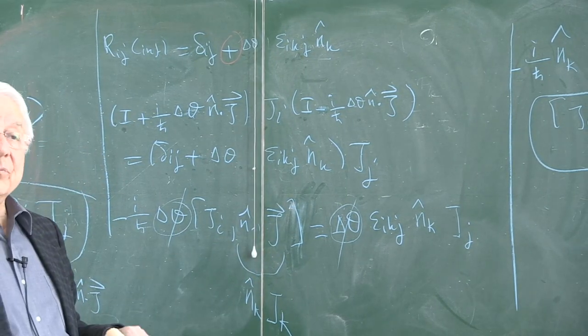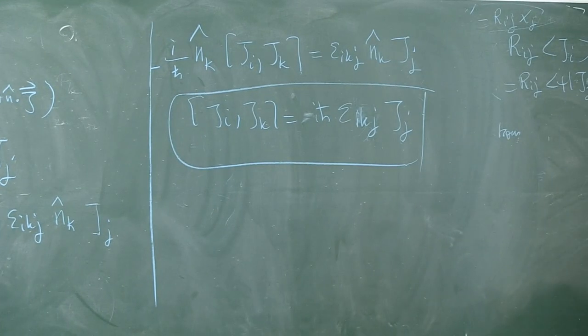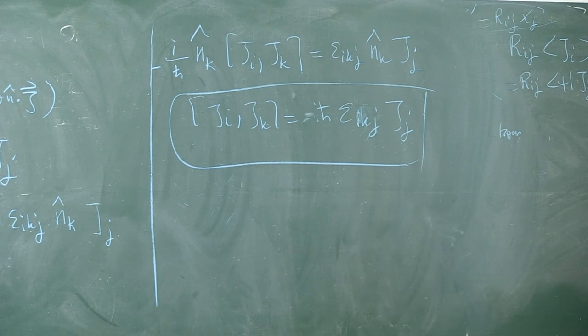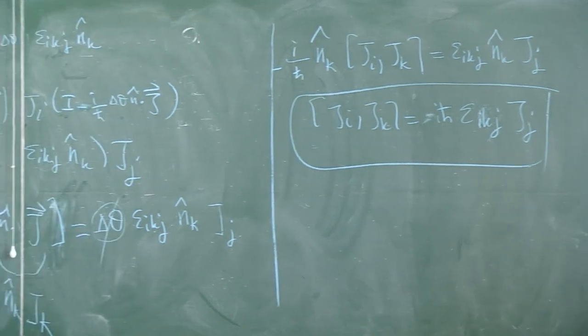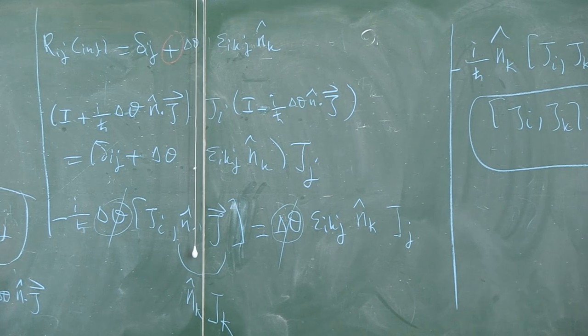Isn't that nice? We have obtained the commutation relations by requiring that the J's, which are the generators, are vector operators. So they should transform like any vector. Transforming like any vector gives you the commutation relations. So I think that's a very good point to keep contact with the book.